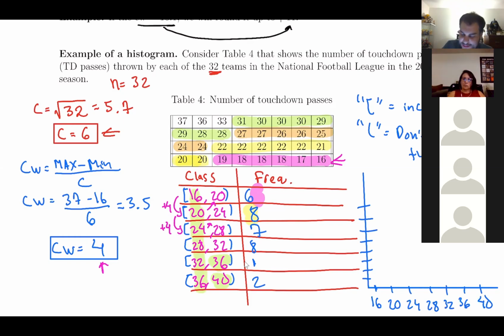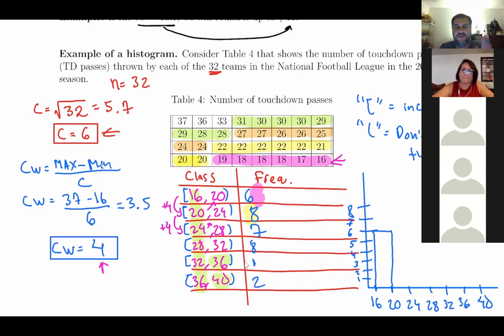Just remember, these are my frequencies: 1, 2, 3, 4, 5, 6, 7, 8. All right, so let's go ahead and do the histogram. The first bar says from 16 to 20 is a frequency of 6. So here you go, 16, and you make sure it comes down at 20, so I know from 16 to 20 is a frequency of 6.